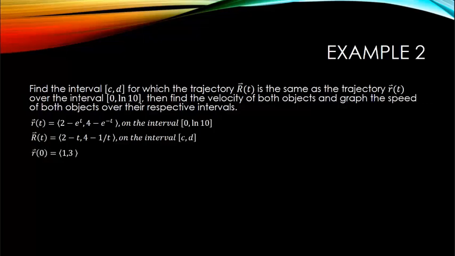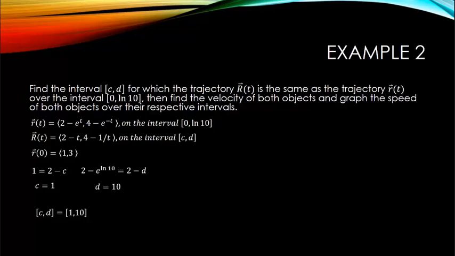Little r of 0 has the components 1, 3, so that plugging 0 into little r and c into capital R, I get 1 is equal to 2 minus c, so that c is equal to 1. Then if I plug the natural log of 10 into the little r vector and d into the big R vector, I get 2 minus e to the natural log of 10 is equal to 2 minus d. This means that d is equal to 10.